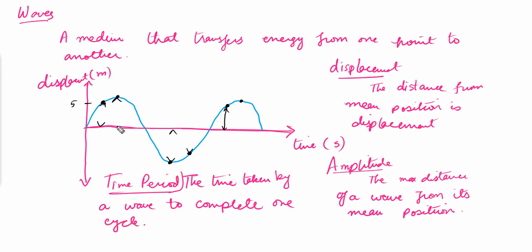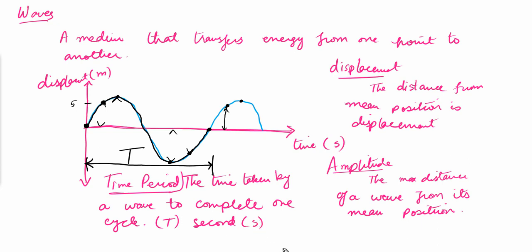Now, for example, my cycle of the wave starts from this point, and it ends at this point. So the time that it takes for the wave to complete one whole cycle is called the time period. The time from this position to this position is the time period. I'll represent it with capital T, and its unit is second, represented by small s. So these are the first three attributes of the wave: displacement, amplitude, and the time period.